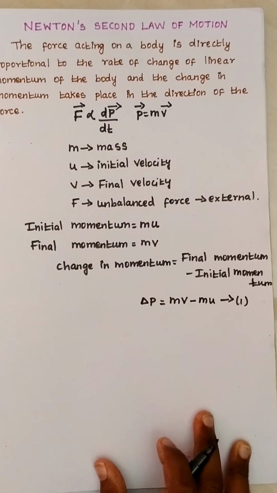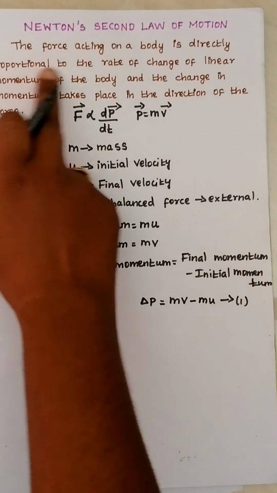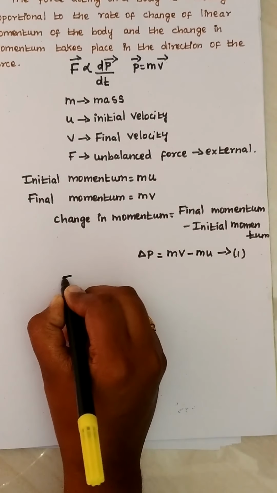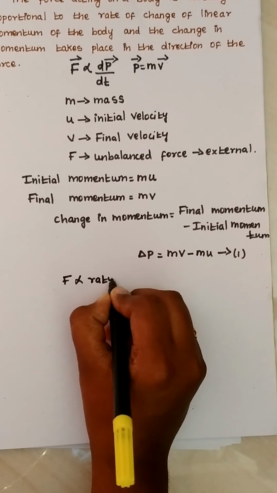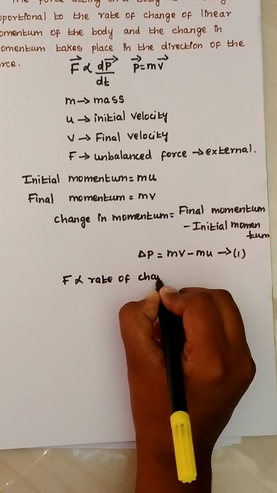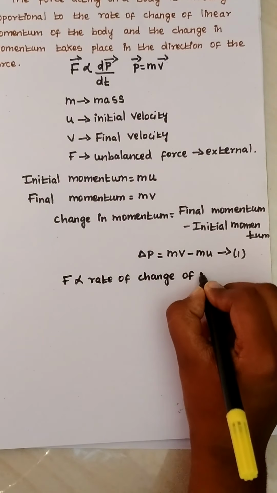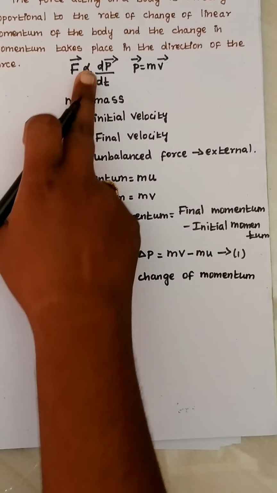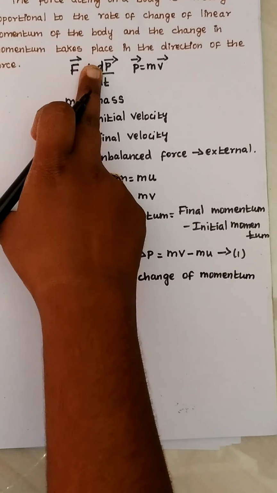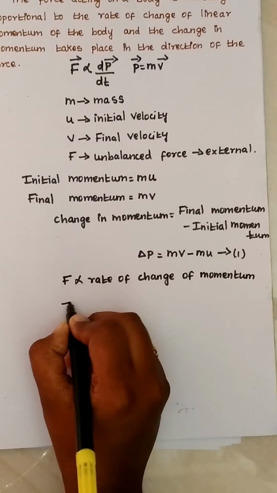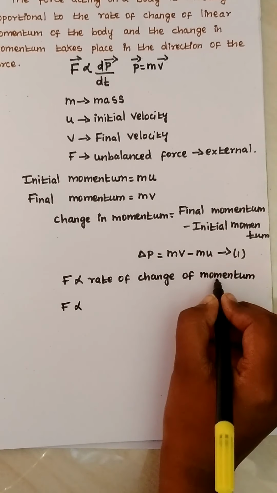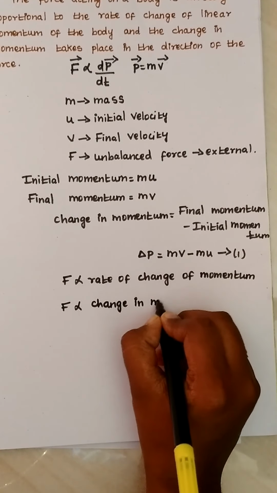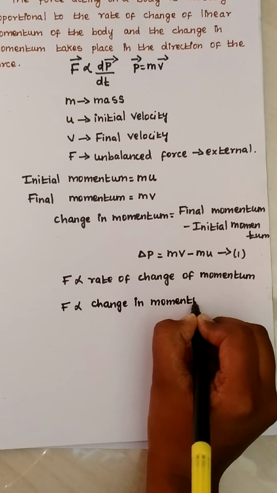So next என்ன பண்ணோம்னா, once again read the definition. The force is directly proportional to rate of change of linear momentum. So I can write force is directly proportional to rate of change of momentum. So rate of change of momentum na dp by dt. அப்ப change in momentum by time அப்படினா இது எழுதலாம். So force is directly proportional to rate of change of momentum. அதான் I can also write as change in momentum divided by time.